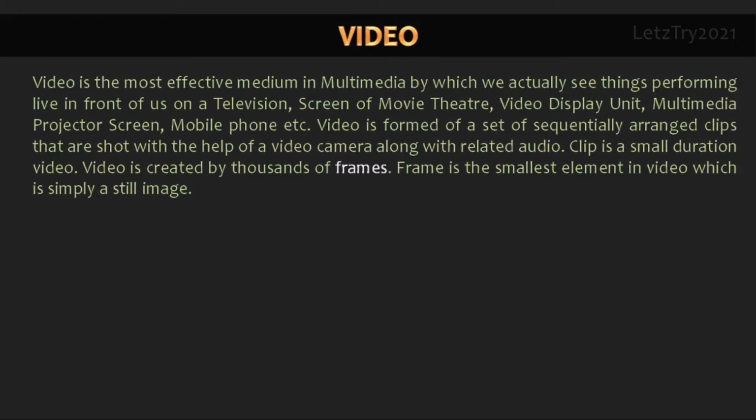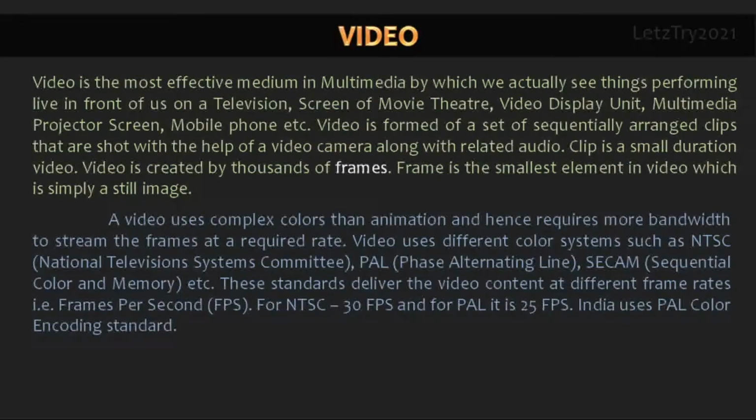Video is formed of a set of sequentially arranged clips that are shot with the help of a video camera along with related audio. Clip is a small duration video. Video is created by thousands of frames. Frame is the smallest element in video, which is simply a still image. A video uses complex colors than animation and hence requires more bandwidth to stream the frames at a required rate.